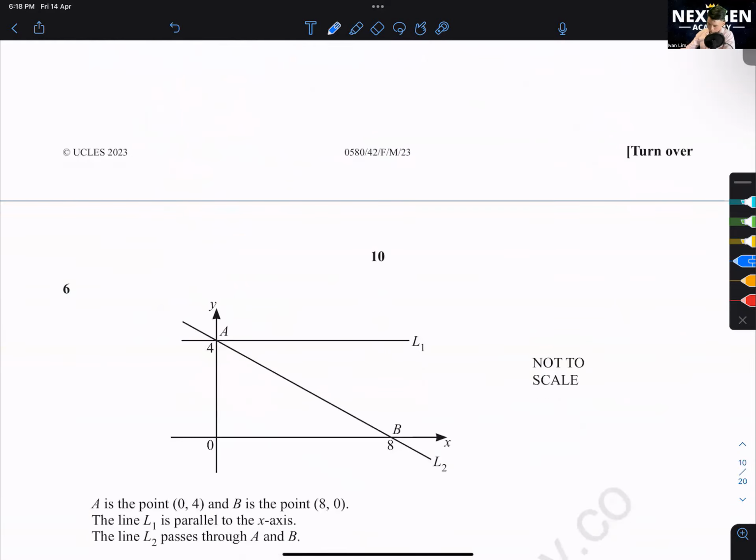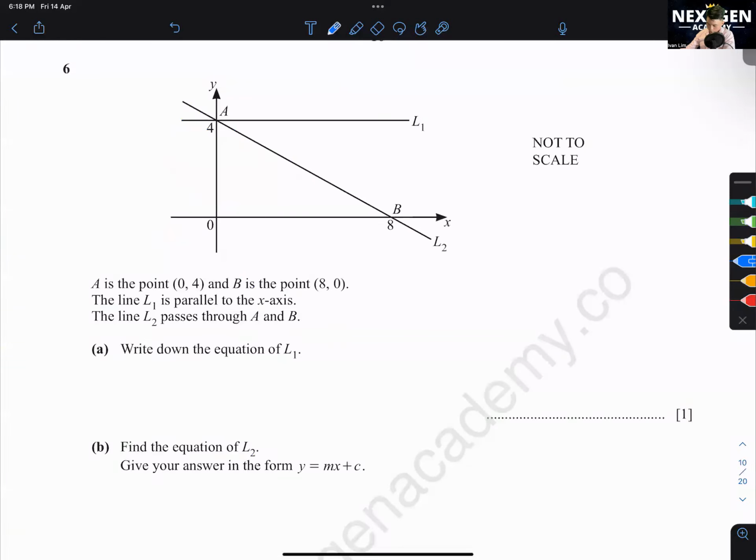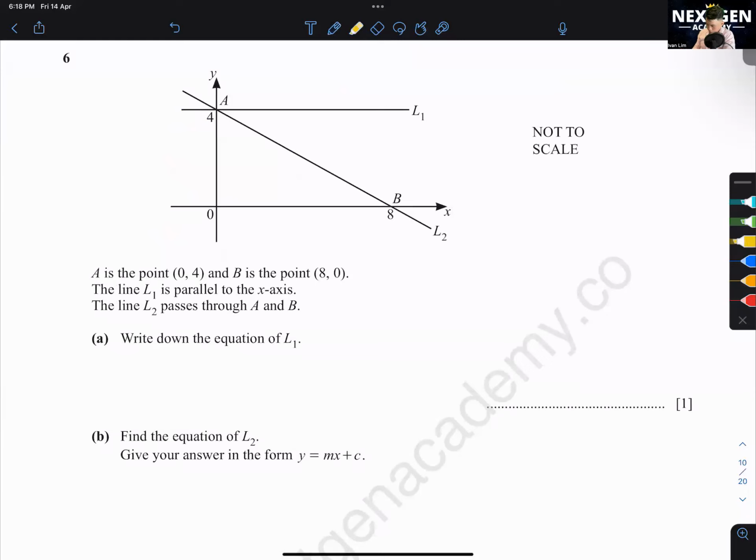Question 6. A is the point (0, 4) and B is the point (8, 0). Okay, L1, this one is parallel to the x-axis. L2 passes through A and B. Write the equation of L1. Okay, if it's a horizontal line, the equation will just be y equals to wherever it intersects. So this will just be y equals 4. Okay, y equals 4.